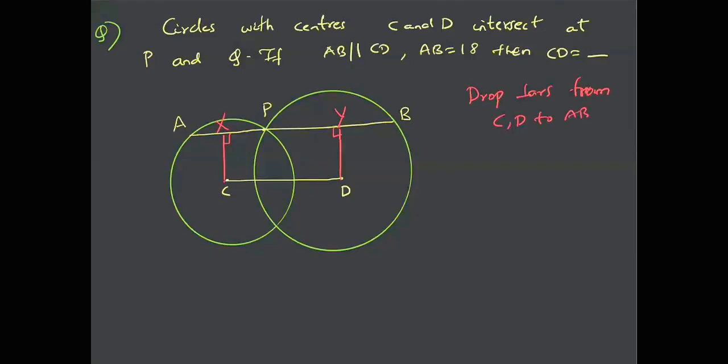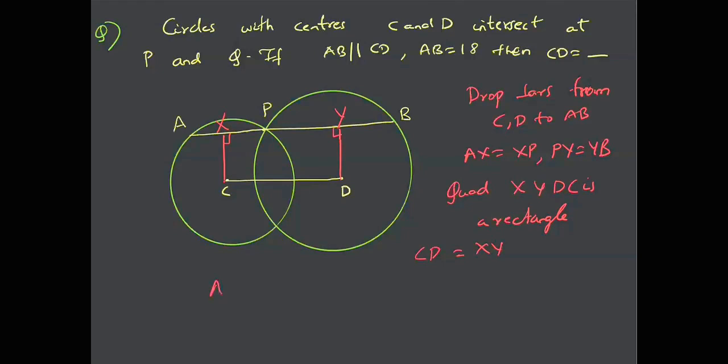Now you can see that the perpendicular will bisect the chord. So AX is equal to XP and PY is equal to YB. Also, since these two are parallel and these angles are 90, these two angles are also 90. So it means that quadrilateral XYDC is a rectangle, right? So then CD will be equal to XY, right?